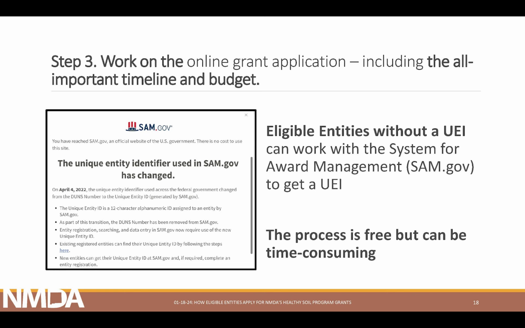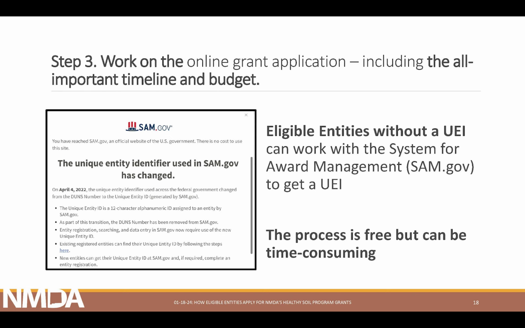If you don't have a UEI in hand, perhaps you had a DUNS number at one time, but you don't have a UEI in hand, you can get one through SAM.gov. Again, this is out of NMDA's hands. We just look to this piece of information in your application to demonstrate your eligible entity's ability to handle big projects with big dollars associated.